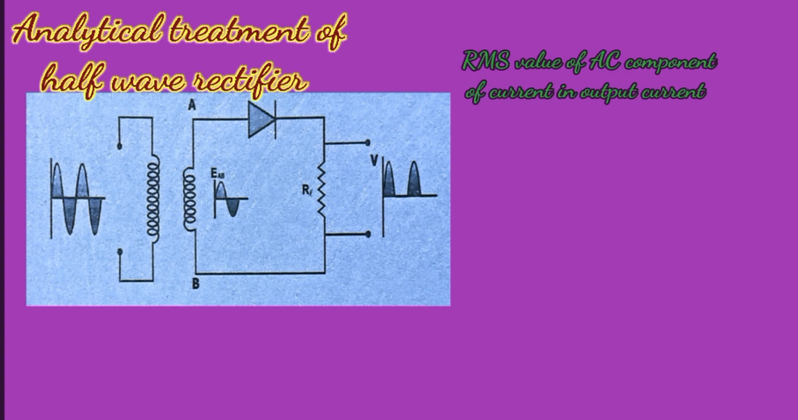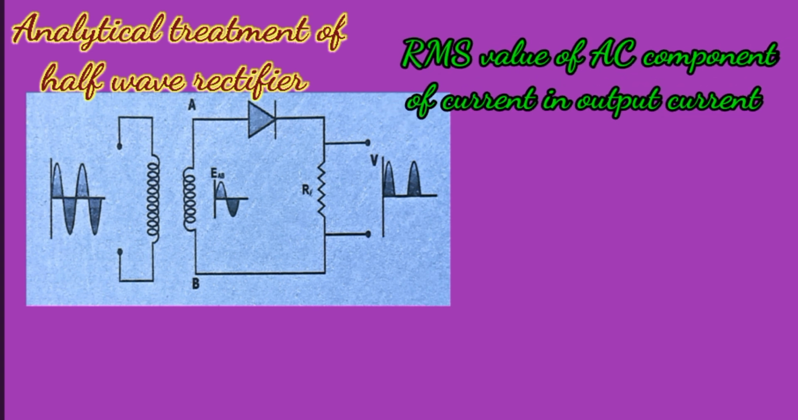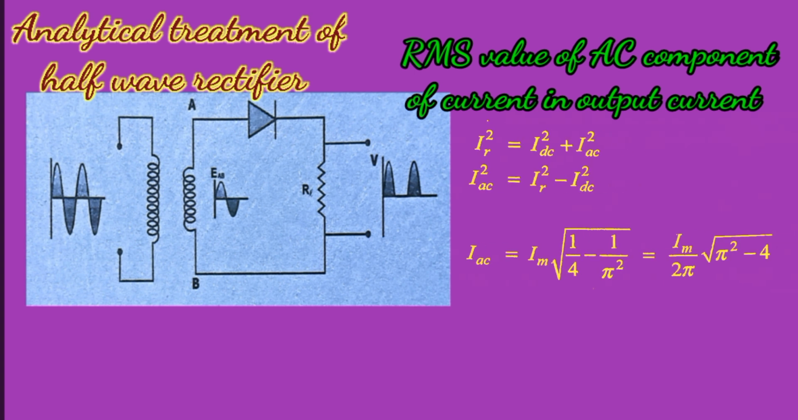Now let us calculate the RMS value of the AC component of the output current. We know that IR square equals IDC square plus IAC square. So IAC square equals IR square minus IDC square. On substituting the values of IR and IDC, we get IAC equals Im under root 1 upon 4 minus 1 upon pi square, equals Im upon 2 pi under root pi square minus 4.